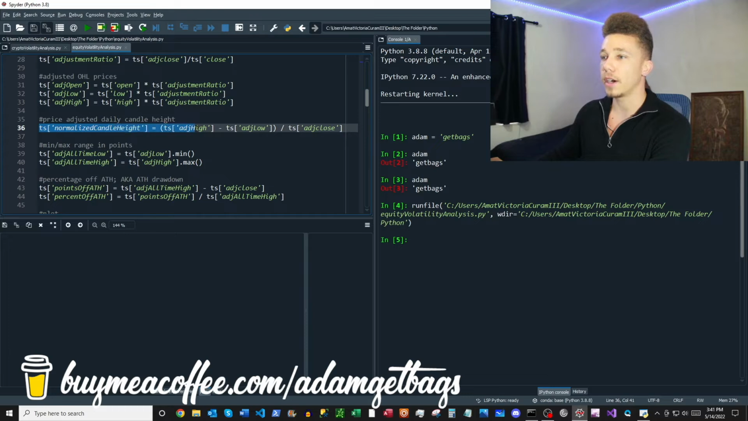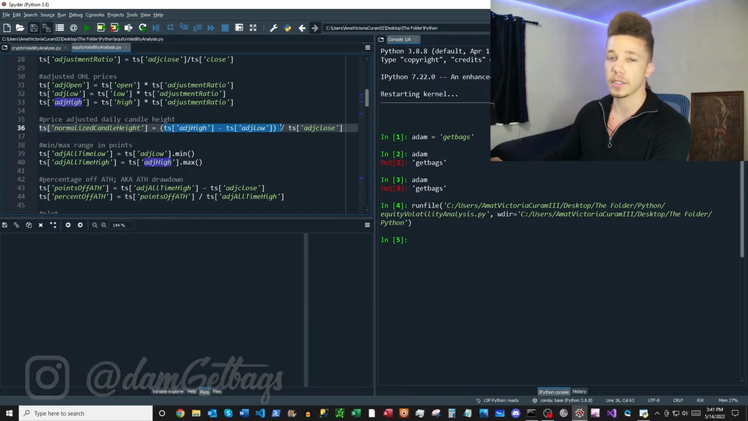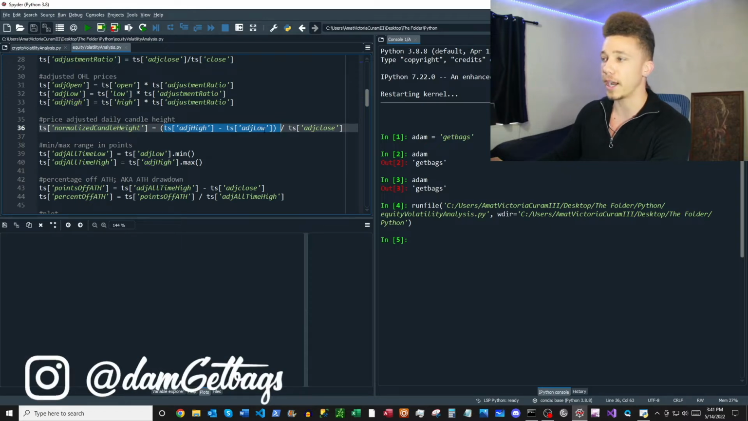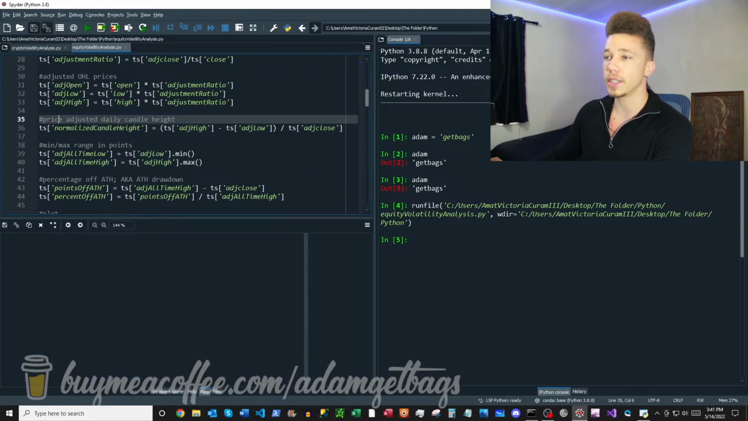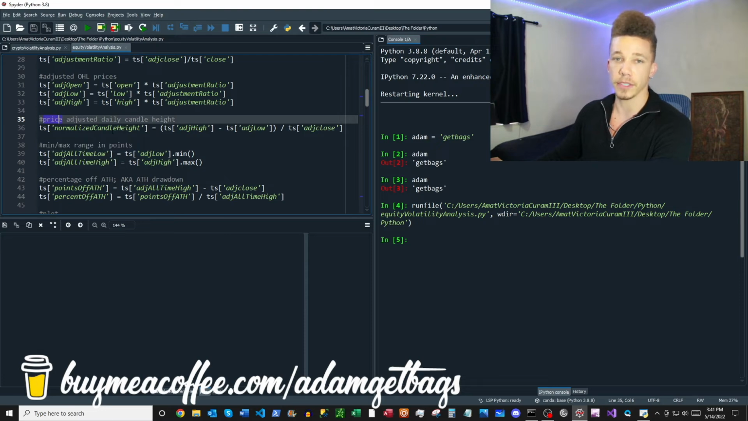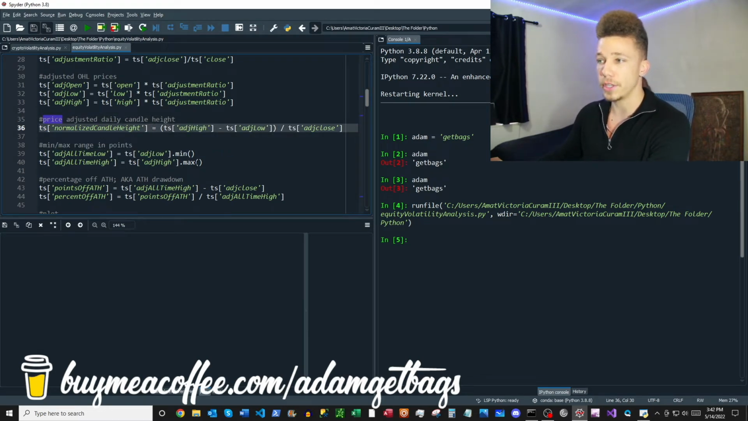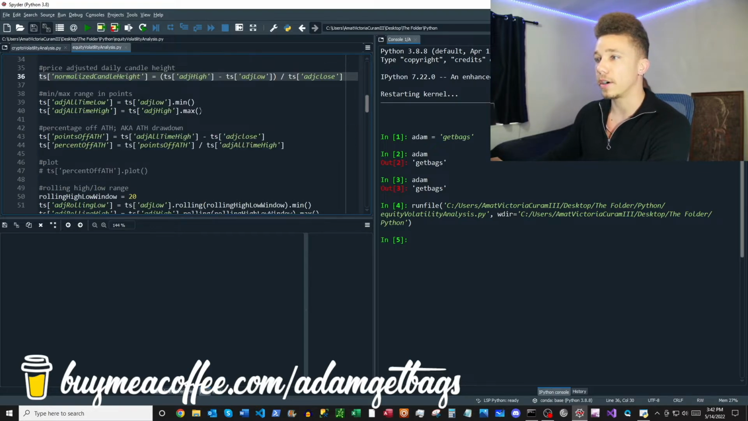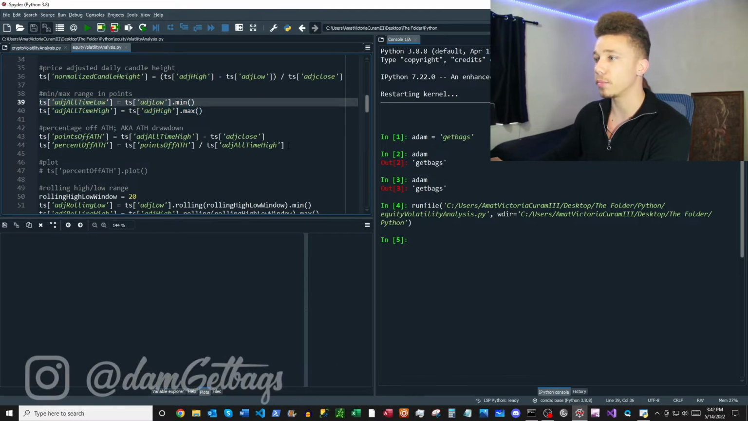Next, we have our normalized candle heights. So to get your candle height, you just subtract the low from the high, and then we divide by price so that it's a percentage of price there. This adjusted candle height, you can use this as a measure of volatility, obviously. So the size of the candle is going to be a measure of how volatile the day's price action was. We have our min-max range and points, no problem there.